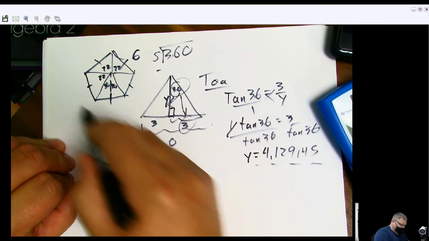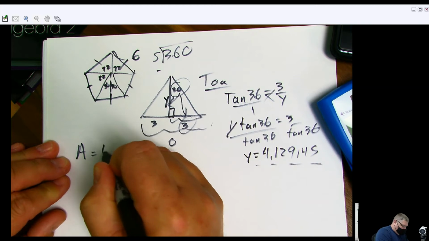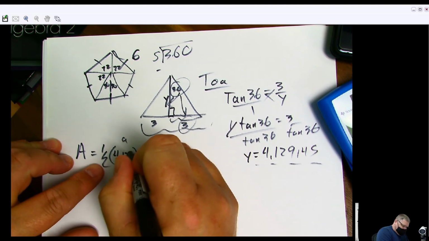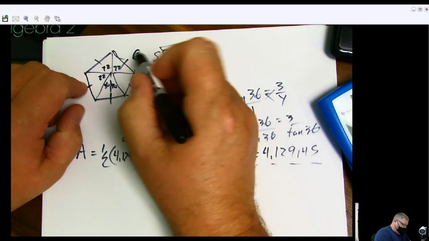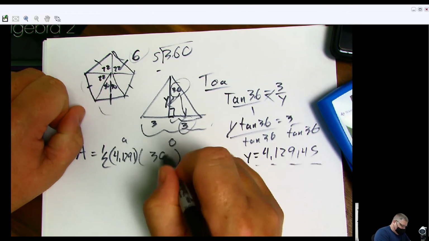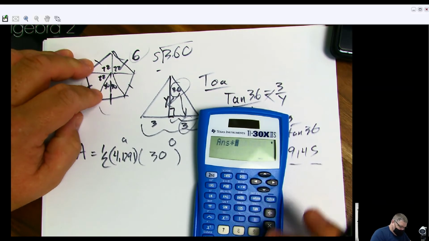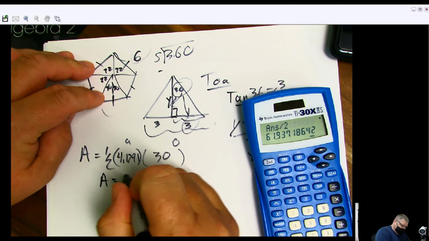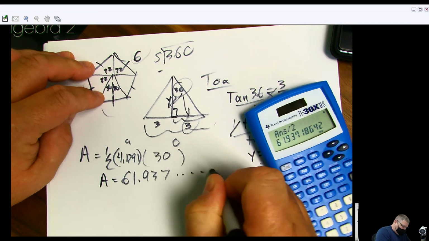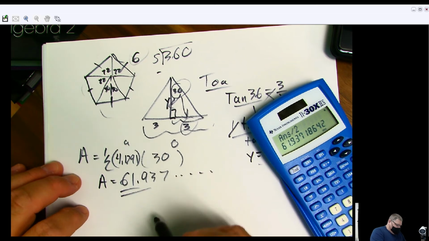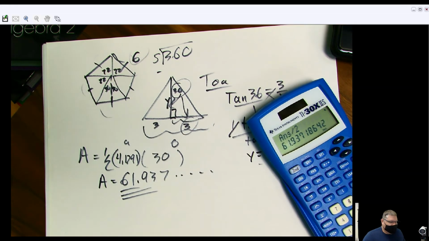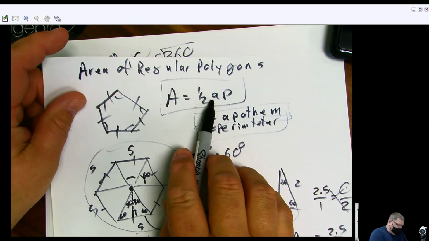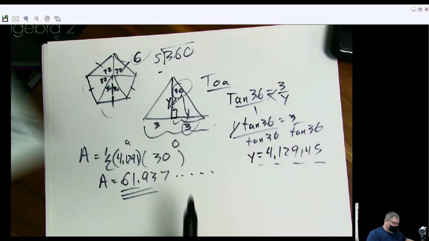So if I want the area equals 1/2 apothem, which is 4.1291, times perimeter, well, 6, and there's 5 sides, so that happens to be 30 again. I multiply by 30, divide by 2. Answer is area equals 61.937, and so on. And I can round it to whatever it asks me to round it to. So that is area using apothem and perimeter and special triangles.